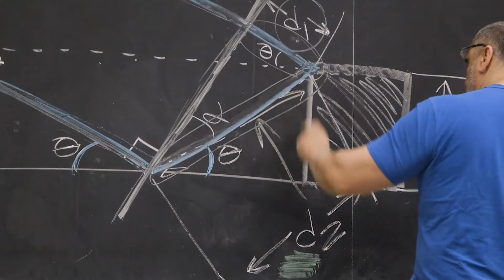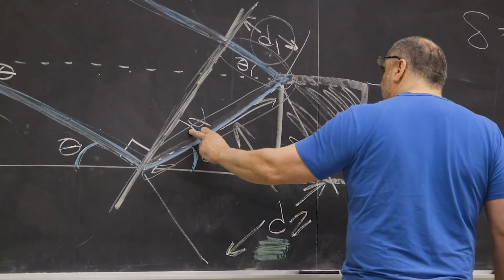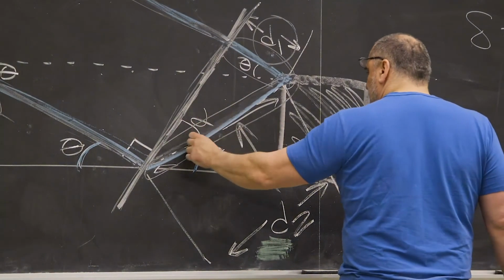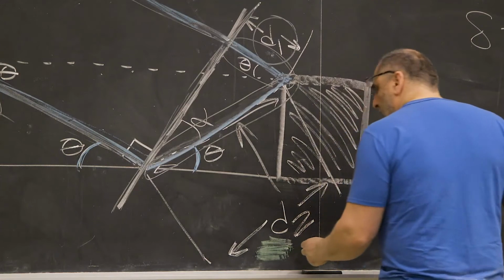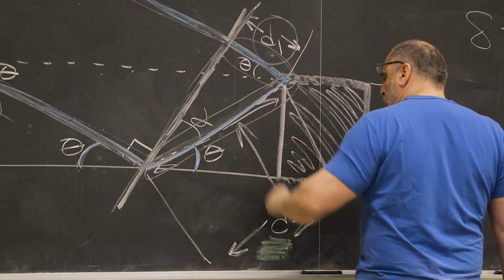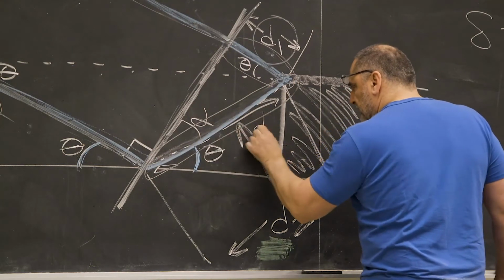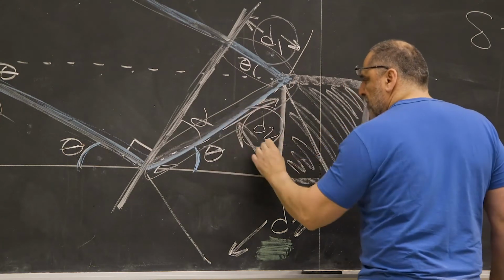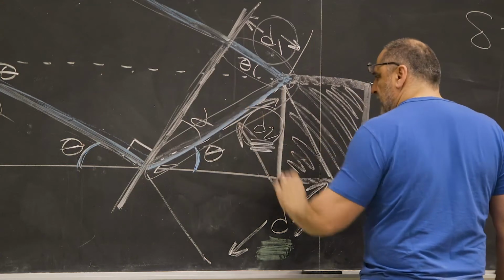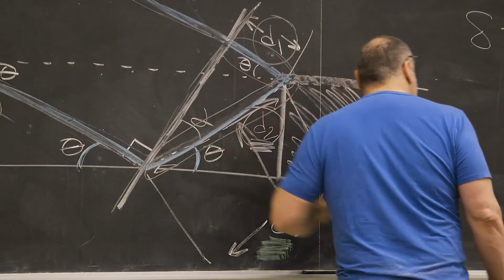How are you going to find D1? D1 is D2 sine alpha. Let's put an angle here, alpha. So let's see here. D1 is equal to D2, the hypotenuse. This is D2. That's D2. D2 times the sine of alpha will give you D1.